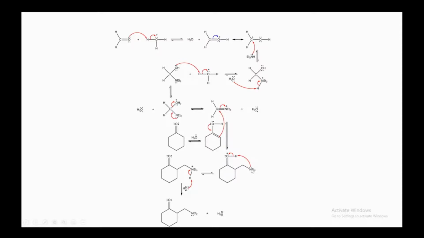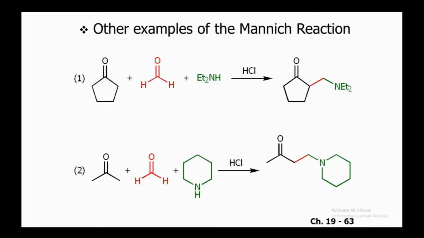Now in the next step this nitrogen picks this proton from oxygen and oxygen becomes neutral, in this case it's positive. Now in the last step this OH negative picks this proton from nitrogen and you get beta amino ketone. Okay, this was a different way of explaining the same mechanism of the Mannich reaction if needed. This is the list of other examples of Mannich reaction.